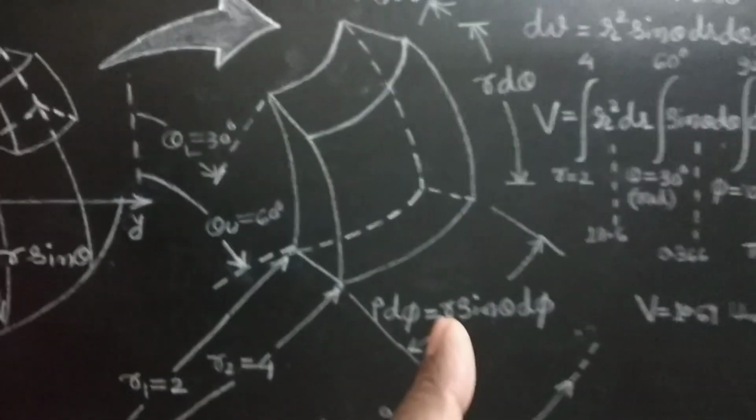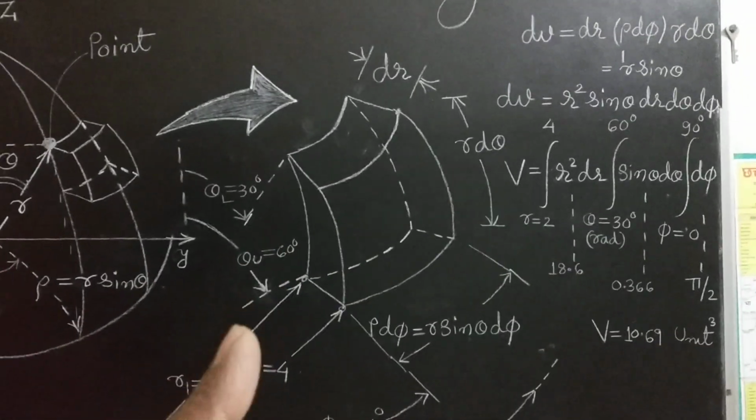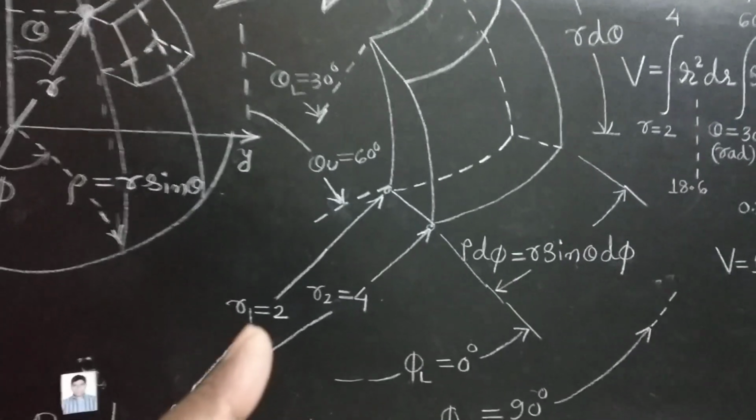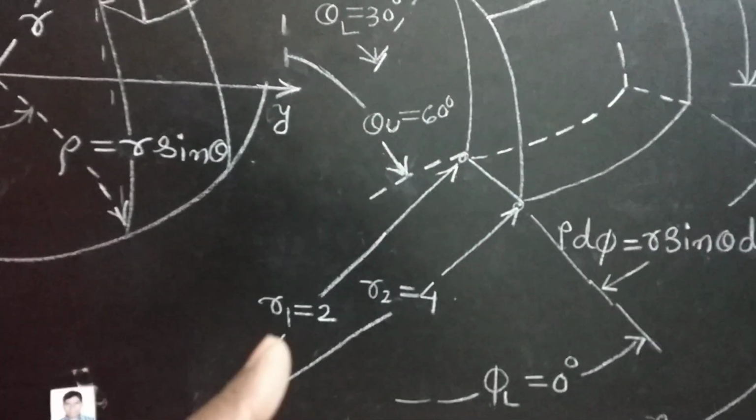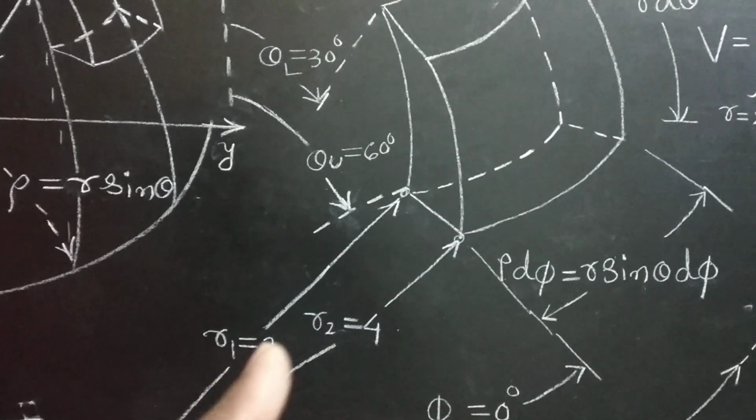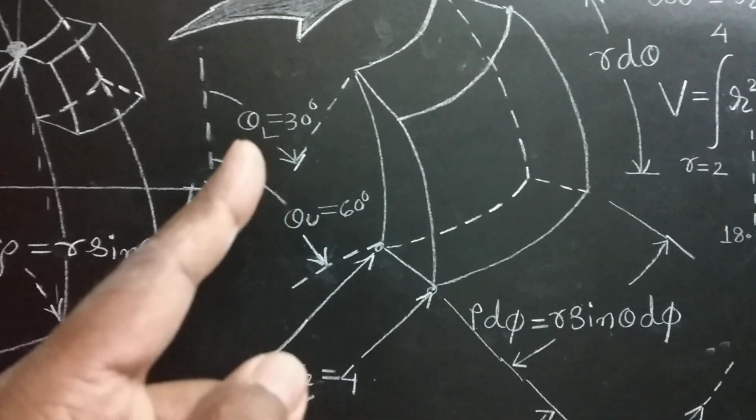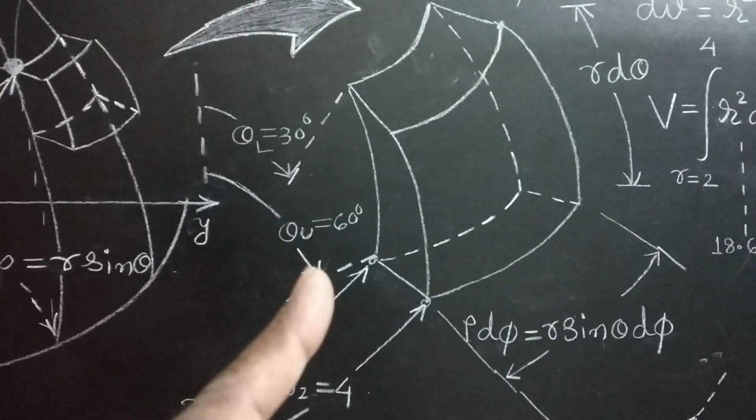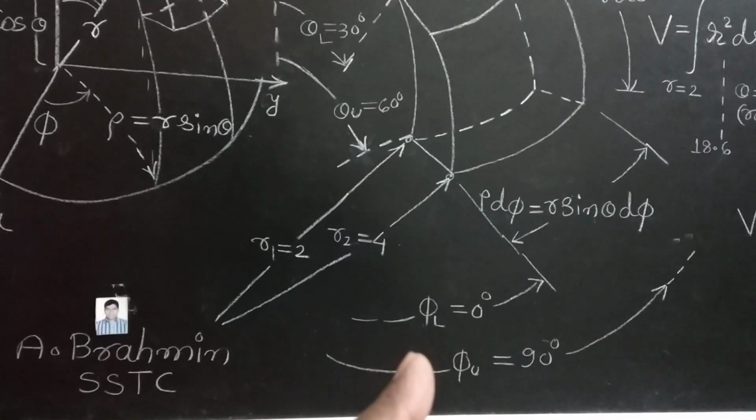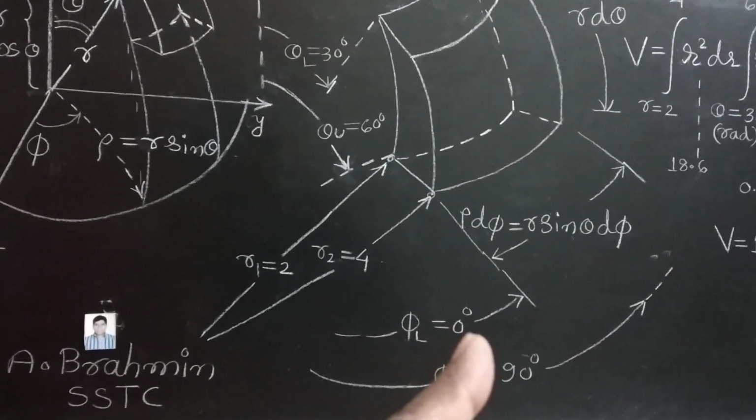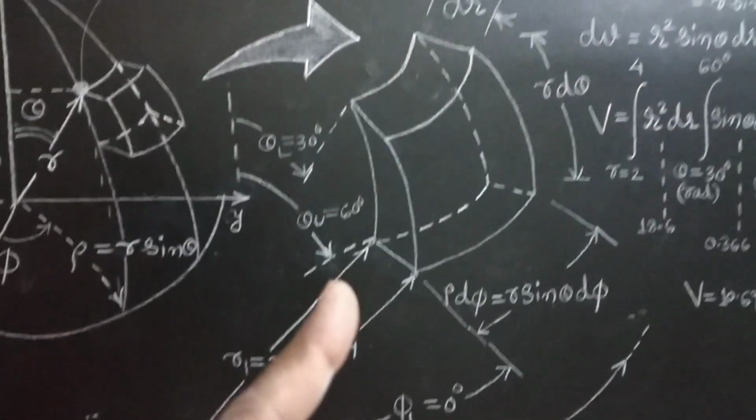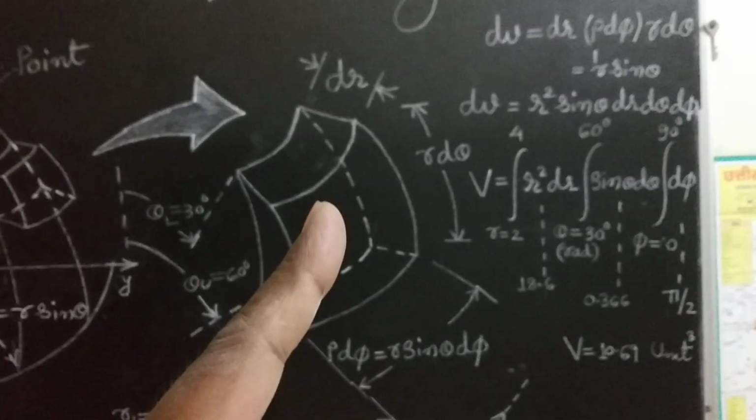Now, here we have taken one example in which we are solving one problem, in which r1 is 2 and r2 is 4. The volume is bounded by these two radial distances. Similarly, lower theta is 30 degrees, upper theta is 60 degrees, and phi lower is 0 degrees, that means the x-axis, and phi upper is 90 degrees, that means the y-axis.